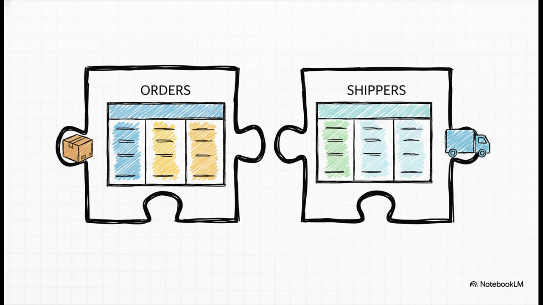Okay, now for a more realistic problem. A lot of the time, the info you need is split up across multiple tables. For instance, our orders table might have a shipper ID number, but the actual company name is in a totally separate shippers table. How do we connect those dots?